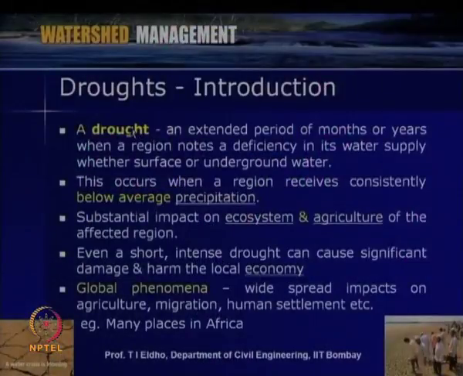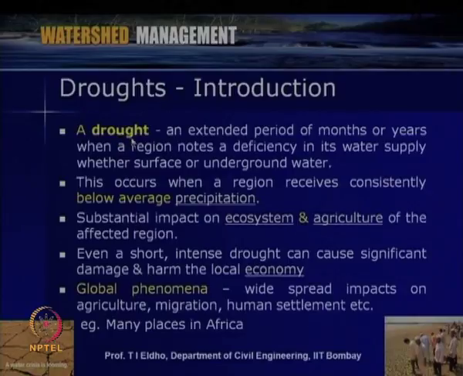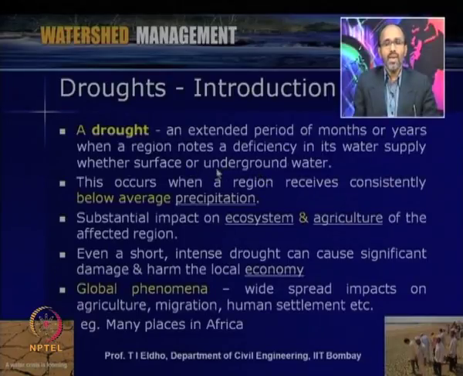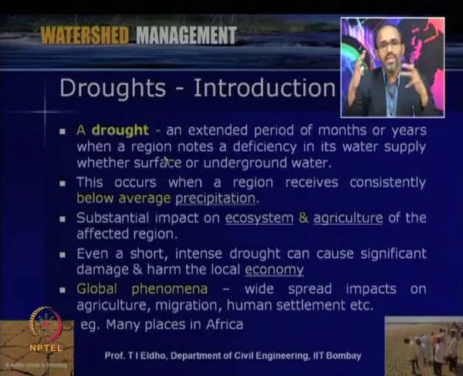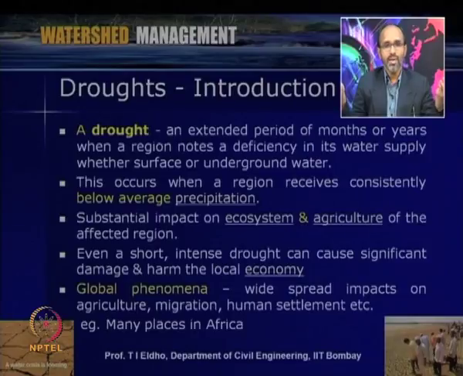As I mentioned, a drought is an extended period, maybe months or years, when a region notes a deficiency in its water supply, whether surface or groundwater. So, drought means there is no sufficient water, either surface water or groundwater. It is not only for a few months, but maybe a number of months or a few years. So, we can say that a location or a watershed is drought-affected.